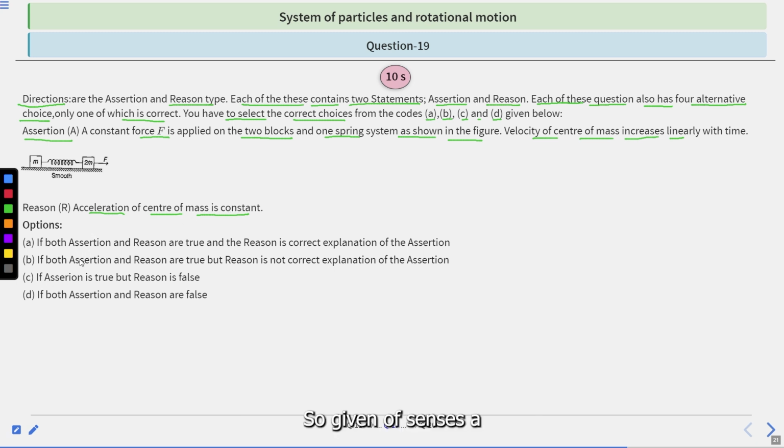The given options are: A, if both assertion and reason are true and the reason is the correct explanation of the assertion. Option B, if both assertion and reason are true but the reason is not the correct explanation of the assertion. Option C, if assertion is true but reason is false. Option D, if both assertion and reason are false. Which option is correct? You have 10 seconds to solve this question. After 10 seconds, we will provide the solution.